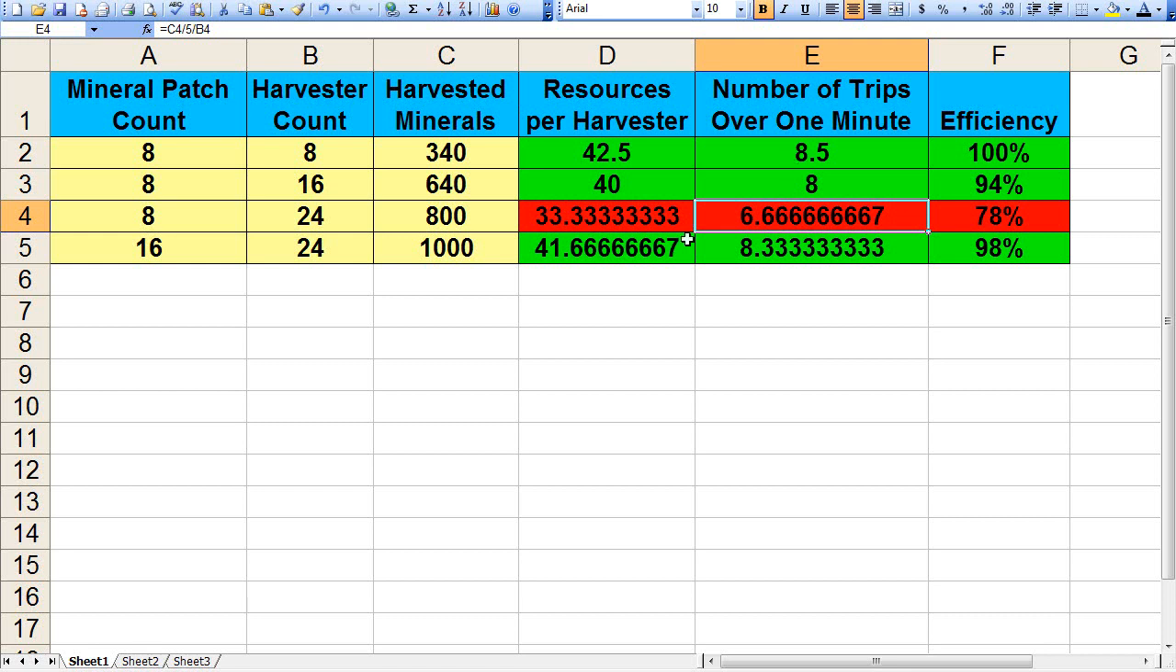This is really shown in the final line here. If you take a look, this is doubling the mineral patches, assuming that you have your natural expansion, but you did not train any additional SCVs, drones, or probes. You just split them up between your main base and your natural expansion. You are now harvesting about 1,000 minerals every game minute, and you're going to see this number jump back up to about 42 resources per harvester with an efficiency of 98%.